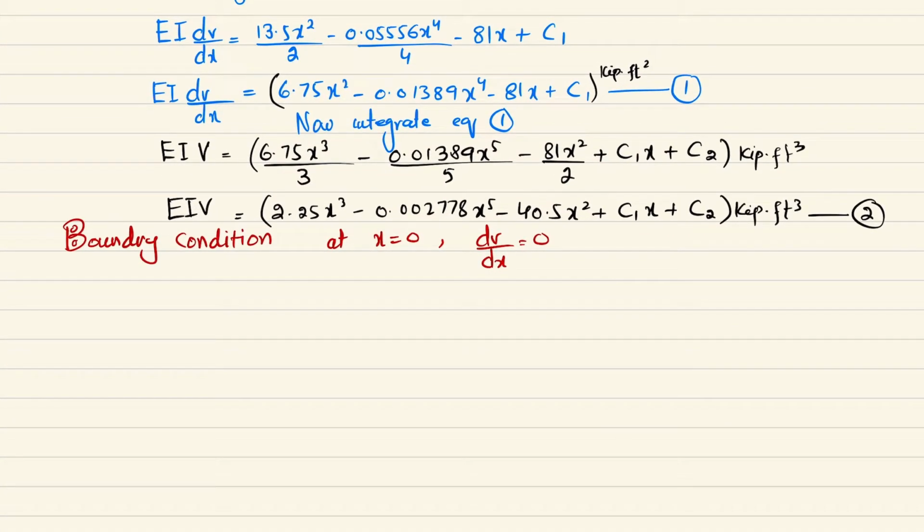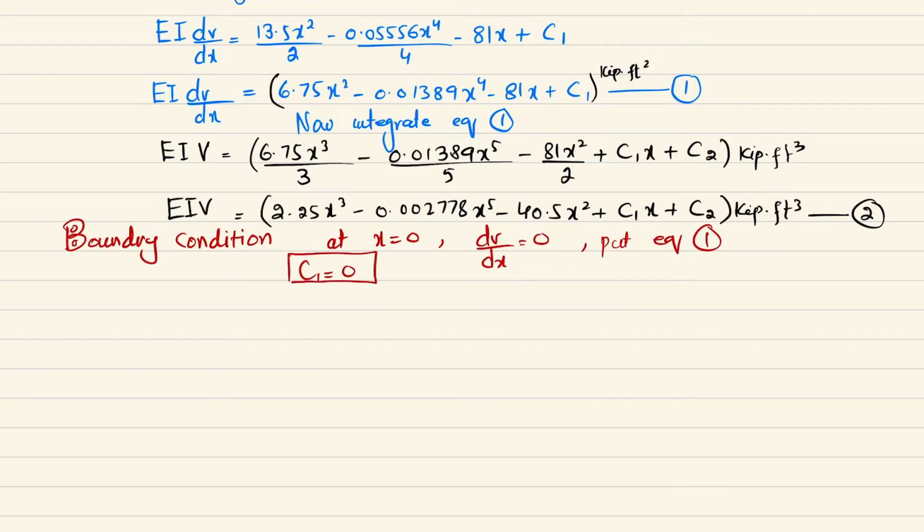So at x is equal to 0, dv over dx is equal to 0. Put it in equation 1. Why equation 1? Because you can see that equation 1 is about slope. So when you put x is equal to 0, this will be 0, this will be 0, this will be 0, and dv over dx is 0. It means that c1 is also equal to 0. So when you put it, you will get c1 is equal to 0.